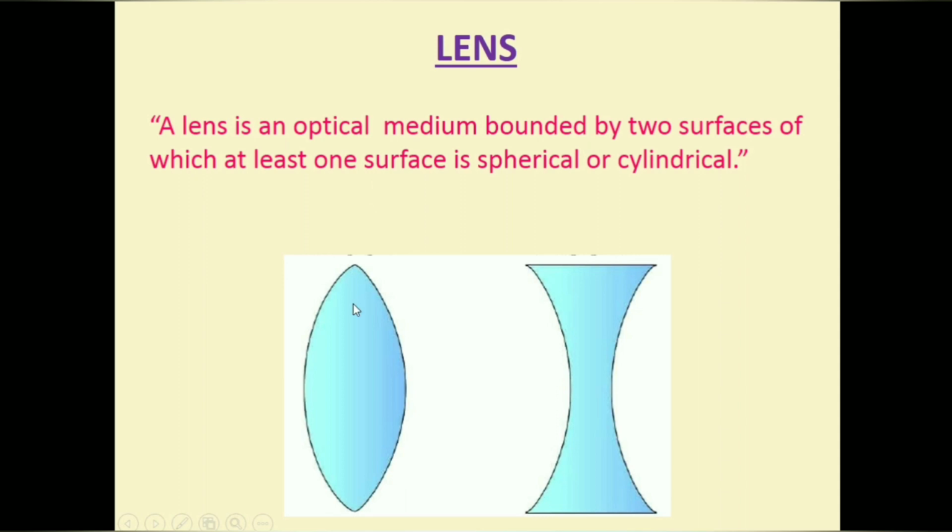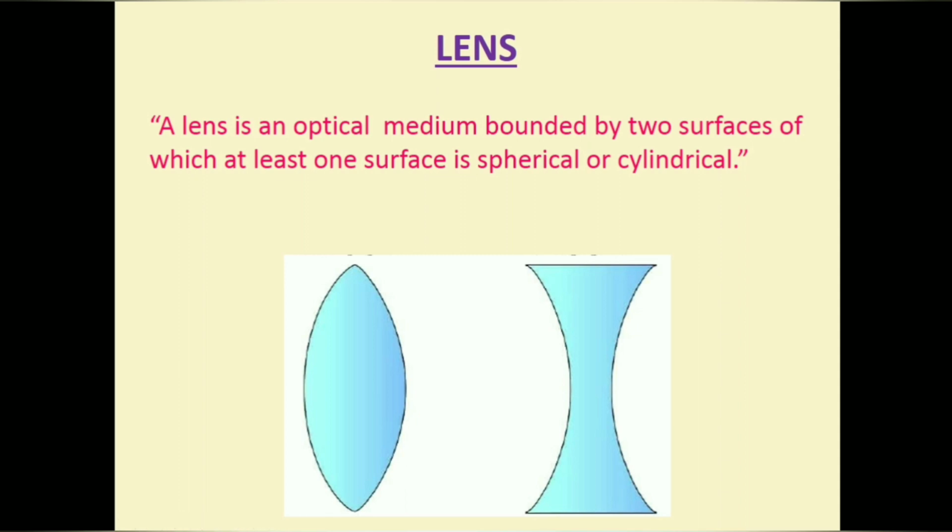Observe the diagram here. Here, this lens is bounded by two surfaces. In that, at least one surface is spherical or cylindrical. One surface should be spherical, or at least it should be cylindrical. So here this lens is an optical medium. Remember, which allows the ray of light. Most commonly we can refer glass.